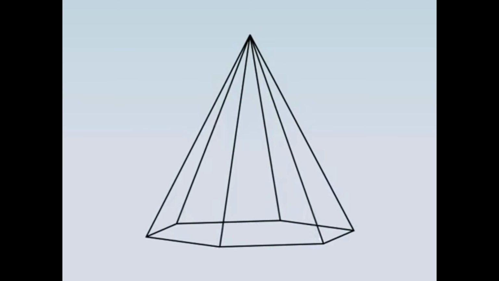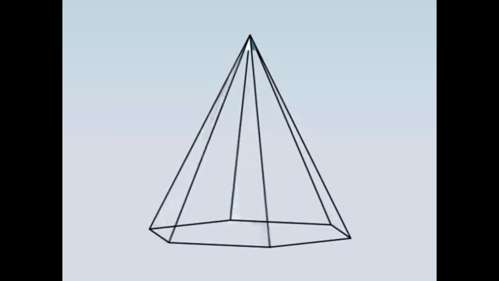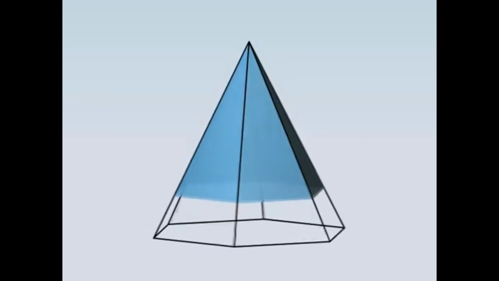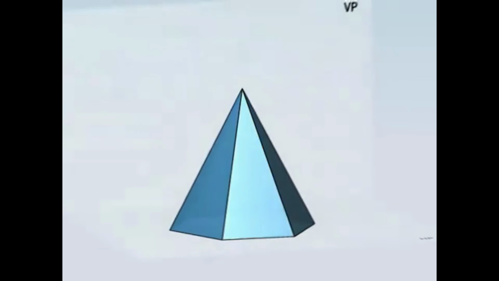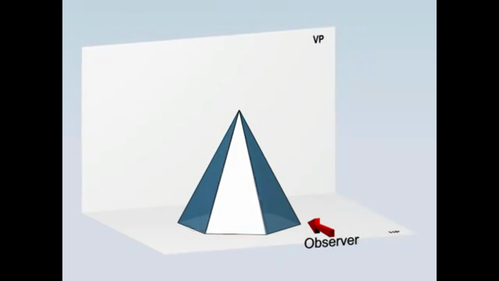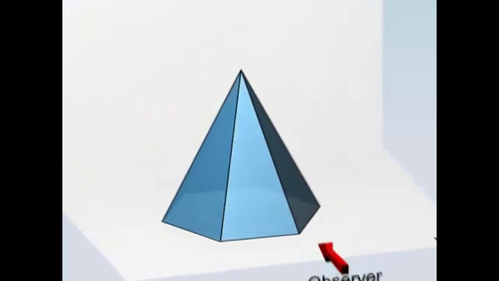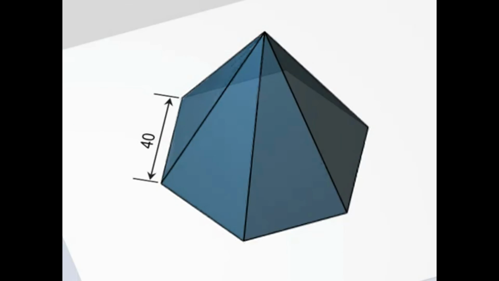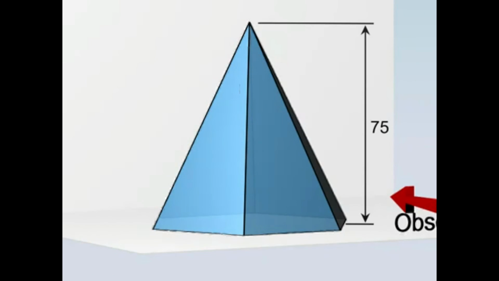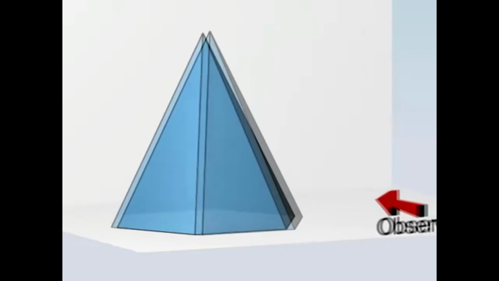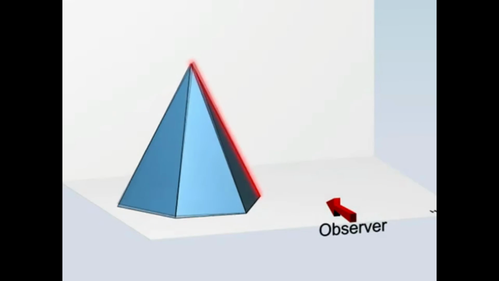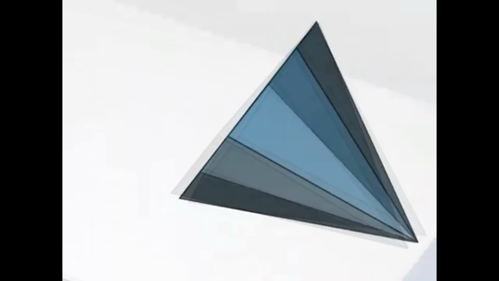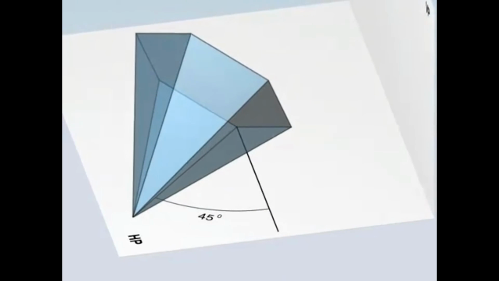Hello, dear students. Now we will turn to another problem. The problem is to generate the projections of a hexagonal pyramid, which is 40 mm in base, axis length is 75 mm and has a slant edge on the ground making an angle of 45 degrees with VP.